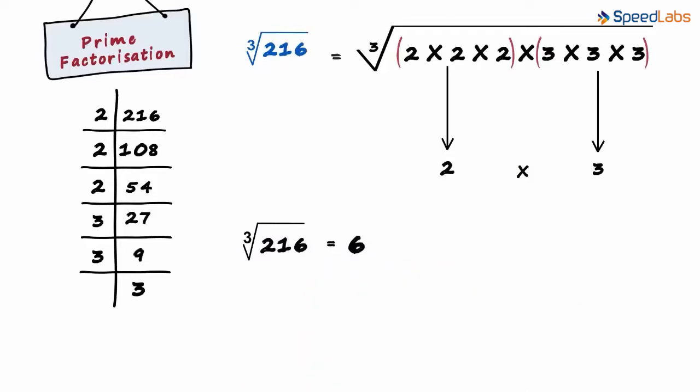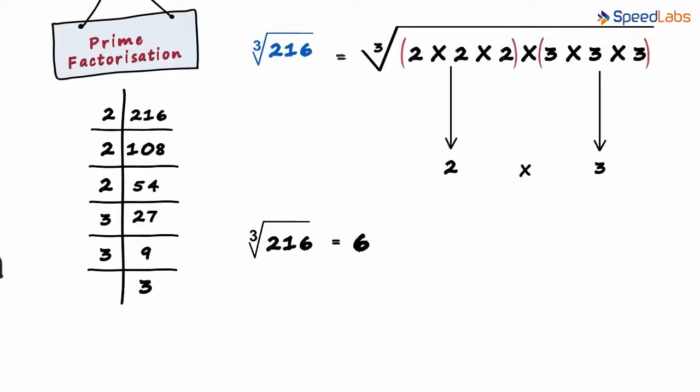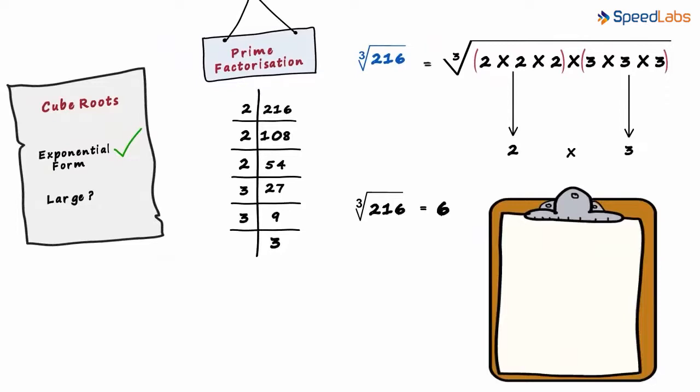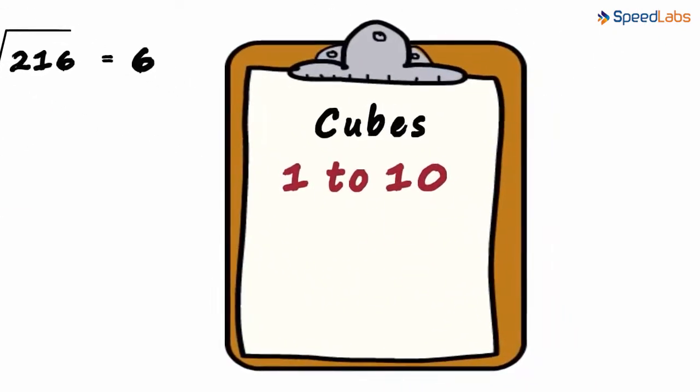So now we know that once we reduce the numbers to its prime factors, the task is very simple. We make groups of 3 and choose one number from each group and multiply them. And it's a good idea to memorize the cubes of numbers from 1 to 10. I'm talking about the cubes and not the cube roots.